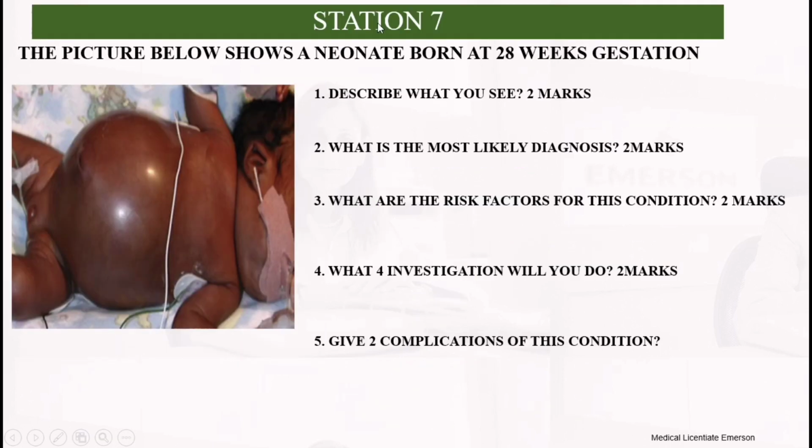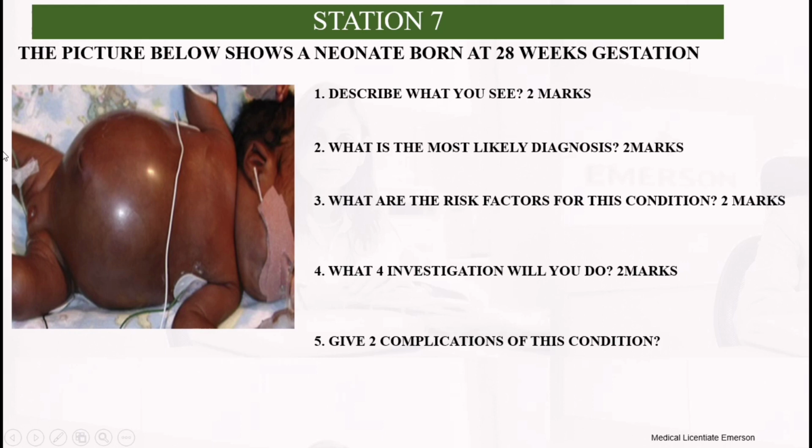Then station 7, the picture below shows a neonate born at 28 weeks gestation. Describe what you see. What is the most likely diagnosis? What are the risk factors for this condition? What 4 investigations will you do? Give 2 complications of this condition.